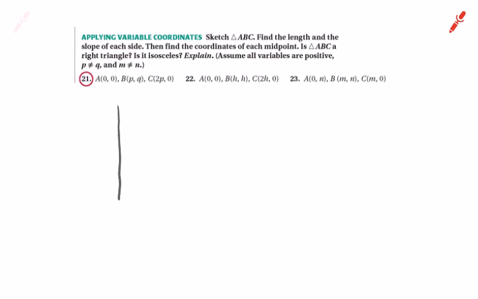Okay, I'm going to first start by drawing a coordinate grid. I'm just going to do the first quadrant because these are all positive. By the way, we're doing number 21 up here. So the first coordinate is 0, 0, right? That's easy. The second coordinate's a little bit trickier. It's P, Q.